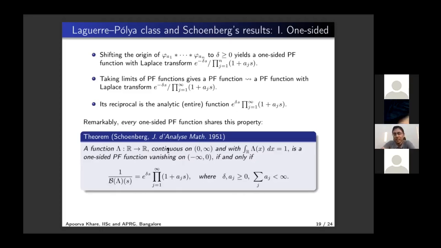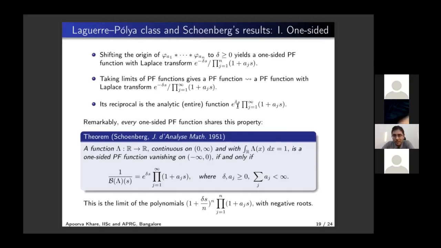A function, let me say continuous, so that I don't have to worry about the inverse Laplace transform being recovered up to a set of measure 0 and so on. So let me just say continuous, and that will fix the set of measure 0 as well. So a function, let's say continuous on 0 to infinity, which is a density function or a frequency function in Schoenberg's language, is a one-sided Pólya frequency function which vanishes below the origin if and only if its Laplace transform is the reciprocal of this kind of a function, where the a_j are non-negative real numbers and they are summable.